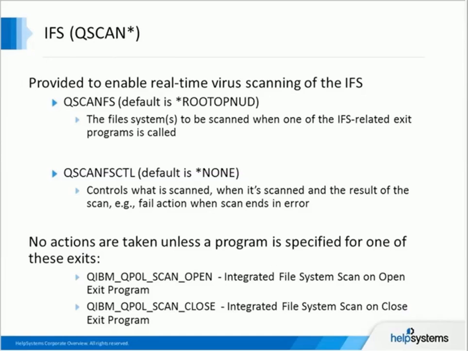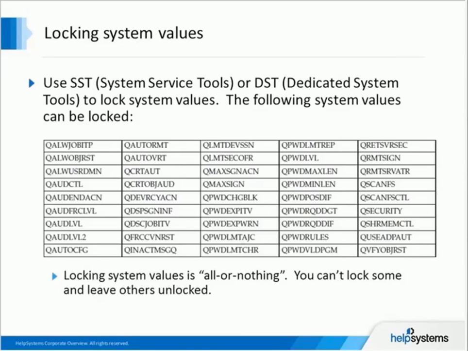But know that these scan system values were there to provide us with the capability of having real-time virus scanning. So when you open a file, you can scan it, or before you write it to disk, you can scan it. So between these system values and the exit programs that are registered to these exit points, that's how you get real-time virus scanning. So that was a discussion on the security relevant system values. There are a lot of system values, but I tried to focus today just on the security relevant ones.